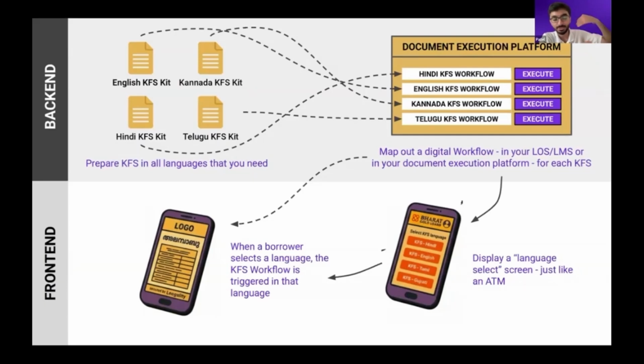So when a field officer offers the borrower a choice of language, when the borrower clicks on a language, the document execution workflow you have configured corresponding to that language actually rolls out on screen in front of them. That workflow, remember, is tied to a document in that language, and the interface will also be in that language, right? So whatever language the borrower chooses, you can ensure that the entire e-sign process, including the document, is in the vernacular language.